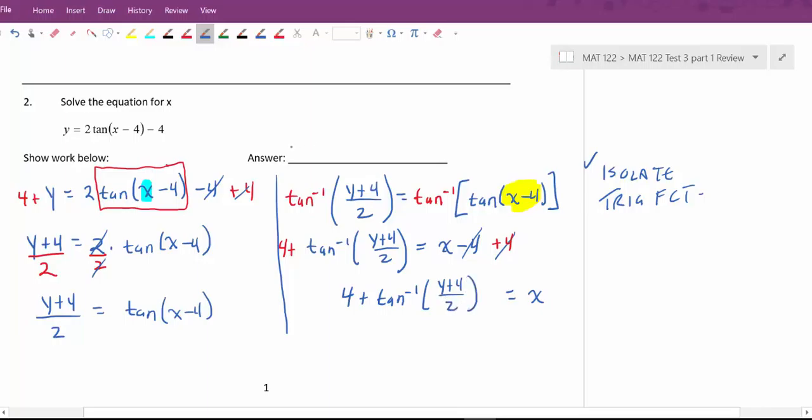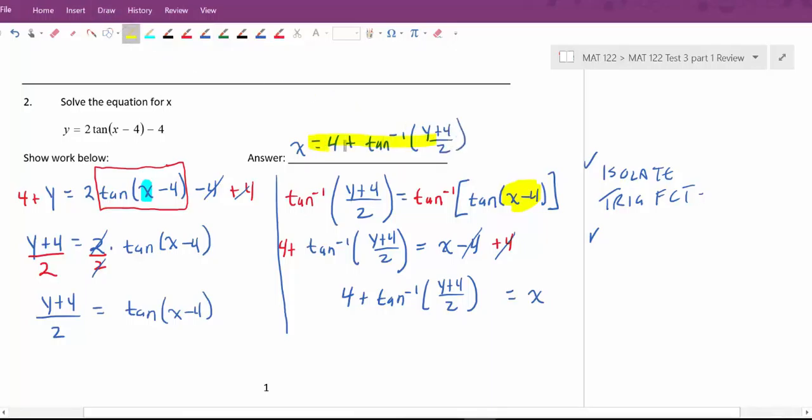So the strategy for doing this is always about the same. Isolate your trig function and then do the inverse trig of both sides, like that, and then that'll get your variable solved. Okay, so that would be the official answer to that problem.